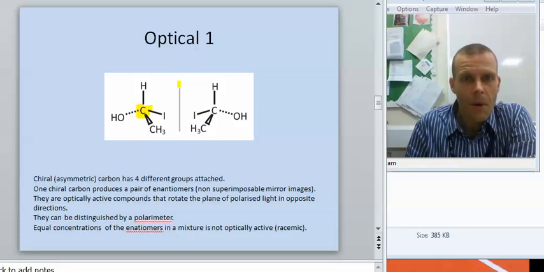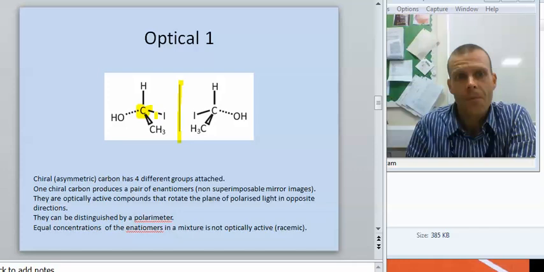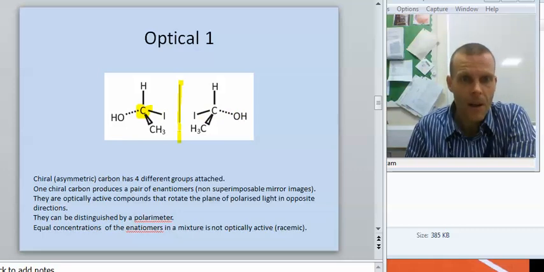And if we drop our mirror plane down here, and if we have our lines going in, that's got the iodine on the end, the wedge coming out has got a methyl group, and the dash going into the page has got the OH group, we end up with these mirror images, right? And these are non-superimposable, and we refer to them as a pair of enantiomers.